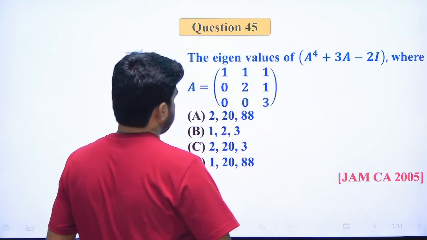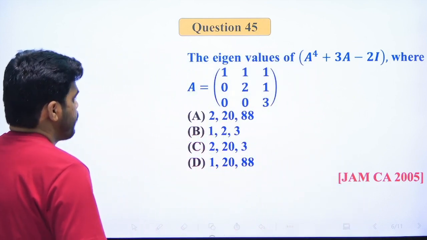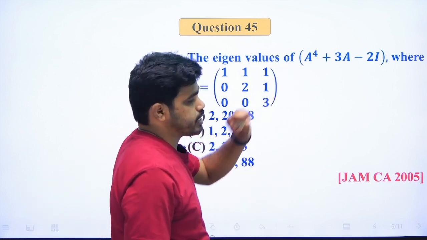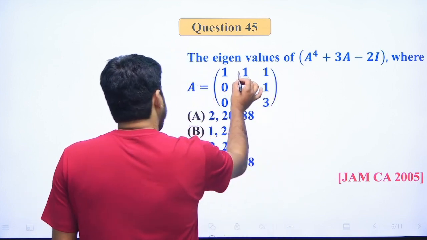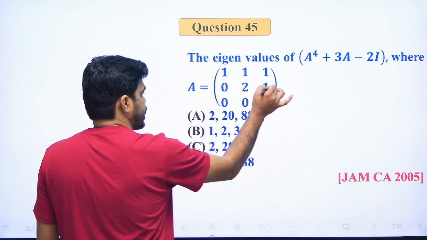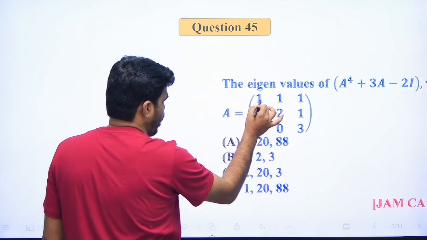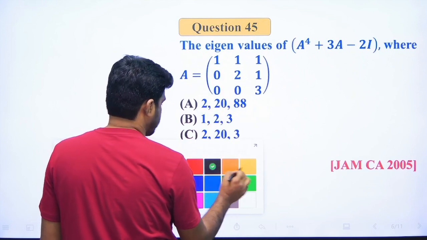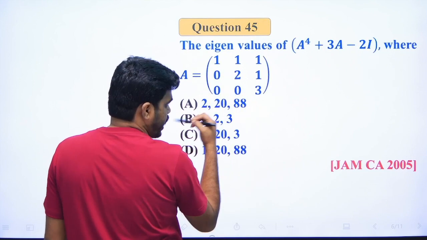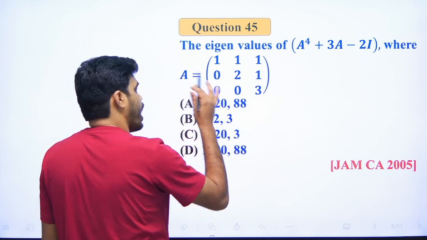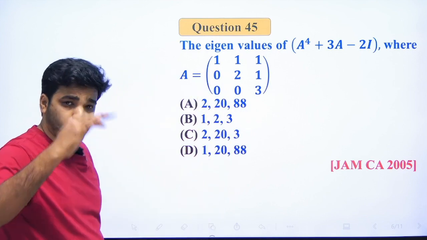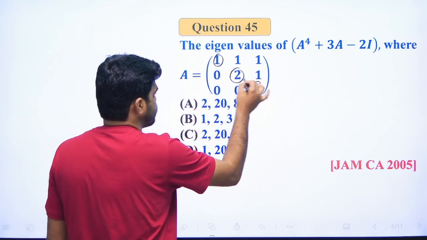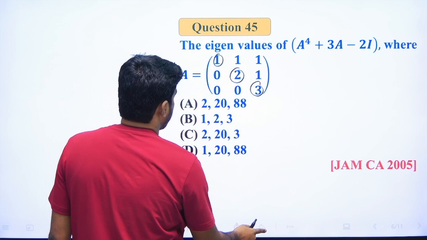So next example, just see the eigenvalues of the matrix A to the power 4 plus 3A minus 2I. Just see here, this is the upper triangular matrix, right? This is the upper triangular matrix. So what are the eigenvalues? We know that the eigenvalues of an upper triangular matrix or lower triangular matrix or diagonal matrix are its diagonal elements. So the eigenvalues of A are 1, 2, 3.